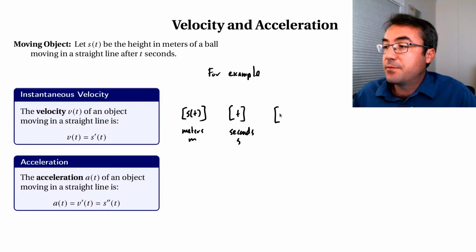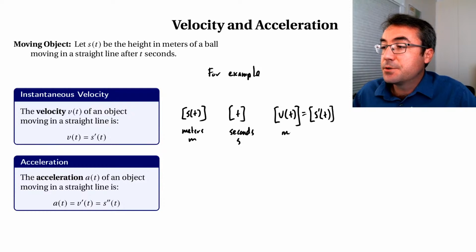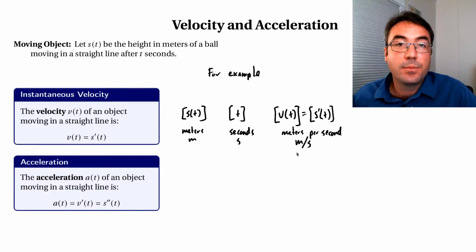And so when we think about velocity, which is really just our derivative s prime, what are the units? Just meters per second, which we denote m over s like this.